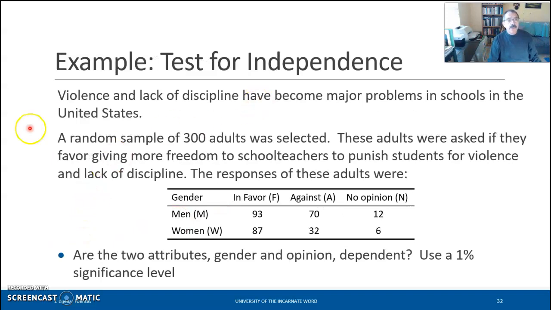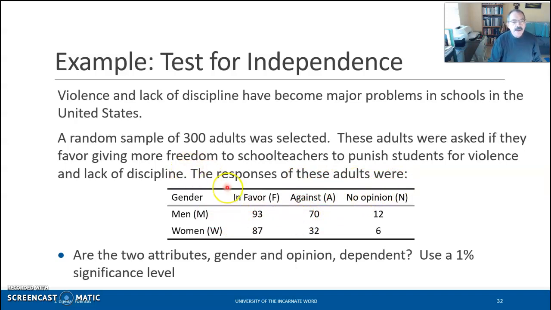And here is an example. This example is the same from the textbook. When I provide an example of how to perform a hypothesis test, I will use a different example, but you can see the solution of this example in your textbook. In this example, it says violence and lack of discipline have become major problems in schools in the United States. So a random sample of 300 adults was selected. These adults were asked if they favor giving more freedom to school teachers to punish students for violence and lack of discipline. And the responses of these adults are shown in this contingency table.